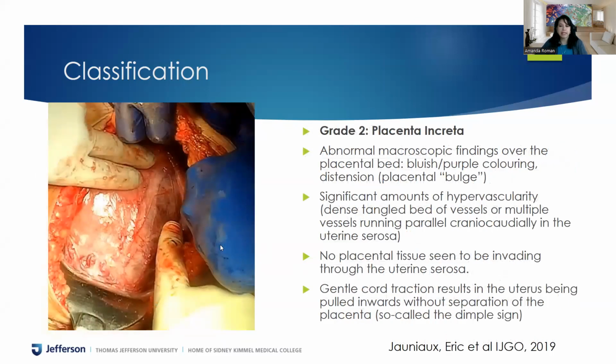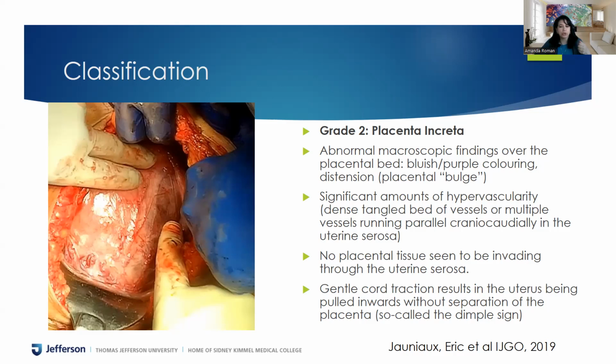Then comes placenta Increta, or grade 2. In these cases, macroscopically, we find a bluish purple coloring. I want to point here where the surgeon is pointing at, a bluish purple coloring. Sometimes it looks a little bit bulged. There is a hypervascularity seen here closer to the bladder blade, a dense tangle of vessels and multiple vessels running parallel. Sometimes they can come from the bladder, from an engorgement, parasitic veins, or aberrant veins or arteries. There is no placental tissue seen invading through the serosa.